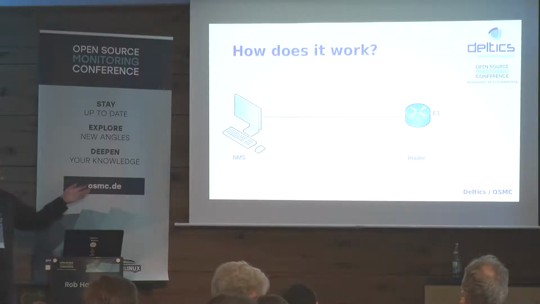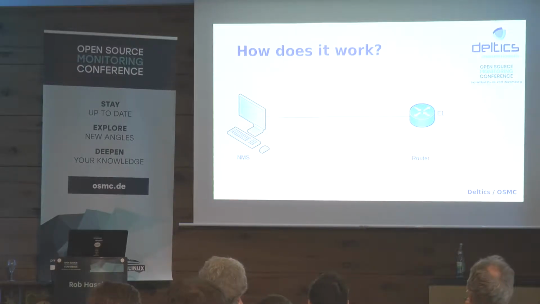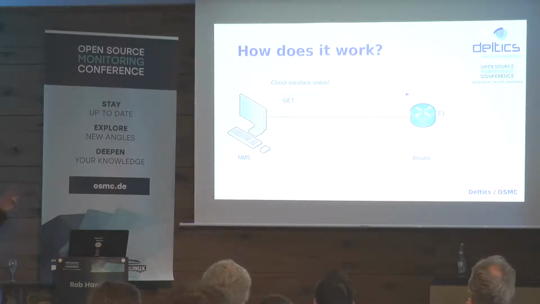So we have a network monitoring system, and we want to check an Ethernet port on a router, so check the interface status. We send a GET request to the router and get a reply back from the router saying that it's up. This is just one very simple example. On the other hand, we can also configure the router to send an SNMP trap once the Ethernet interface goes down. It sends a trap to the network monitoring system, and the network monitoring system then can handle it. But I'll get into depth about that later.